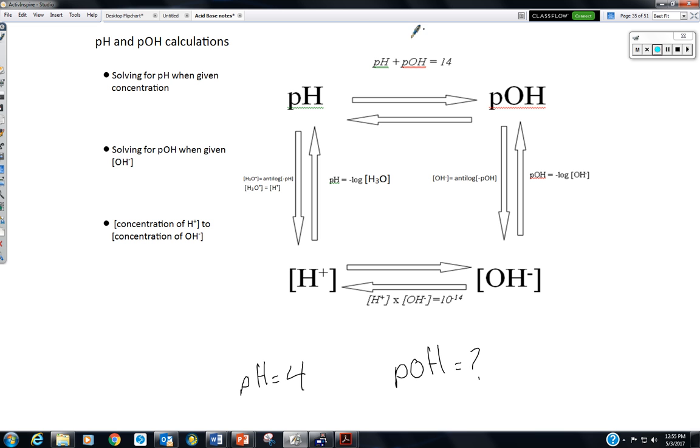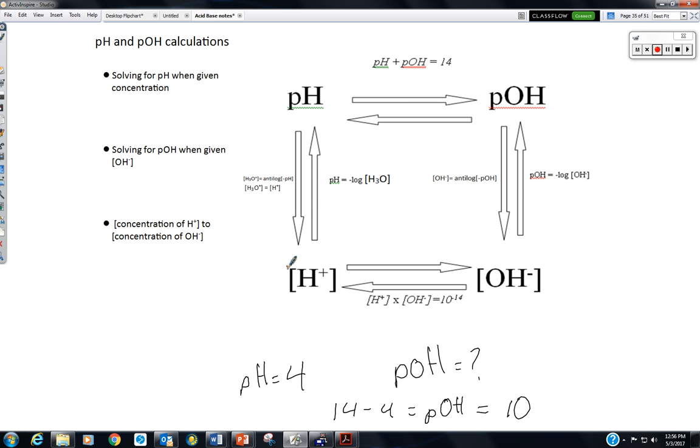If that's the case, then we can look at pH plus pOH equals 14. So if our pH is 4, we can go 14 minus 4 equals our pOH, which equals 10. So our pOH would be 10. 10 plus 4 is 14. All right, that's an easy switch to go from one to the other.